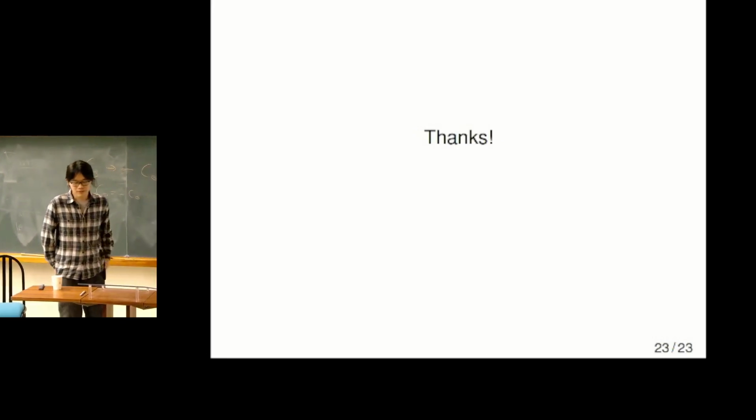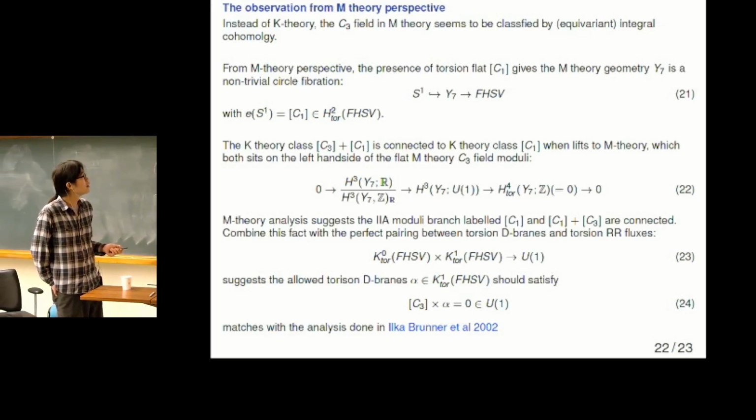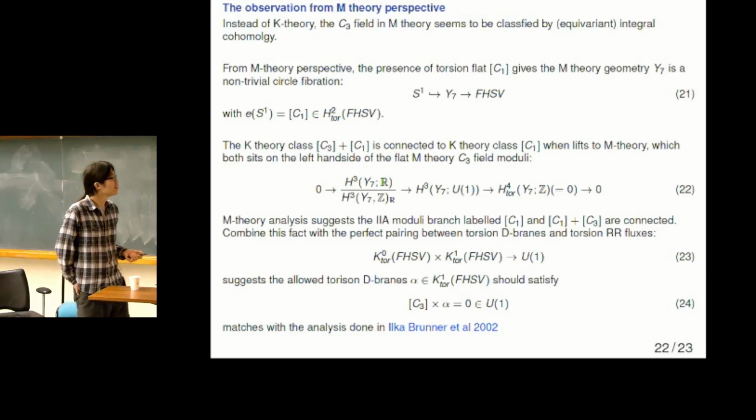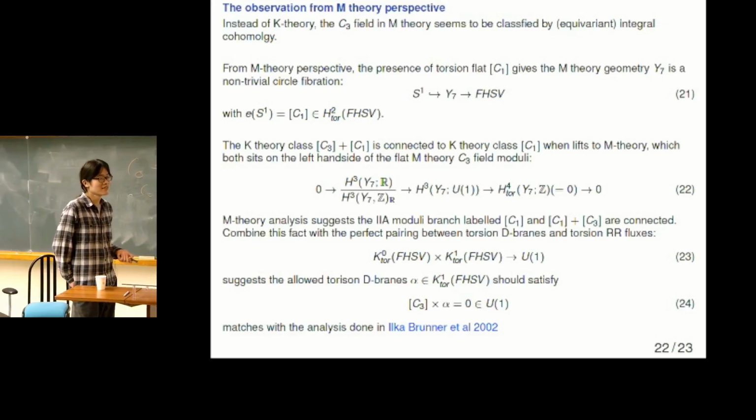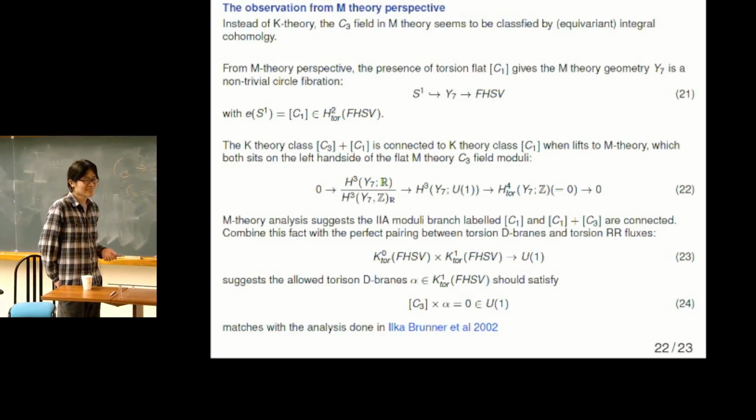Question. Thanks for the nice talk. I wanted to ask about the last piece. So you have this consistency condition on the alpha on the torsion D-branes? Yes. What's the M-theory interpretation? Is it that they're wrapping something which is actually trivial in homology, and then they can unwrap, but you don't see that on the base, or?